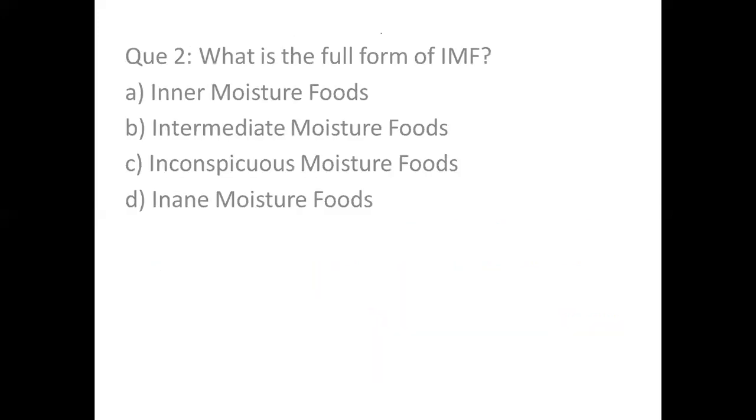So now the next question is question number 2, which is what is the full form of IMF? And the options are option A, inner moisture foods, option B, intermediate moisture foods, option C, inconspicuous moisture foods, and option D, inane moisture food. And the right answer is option B, that is intermediate moisture foods.